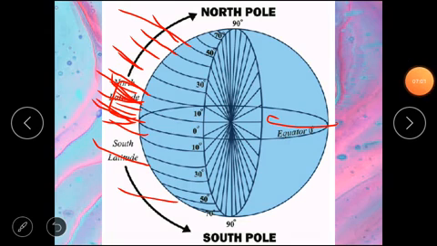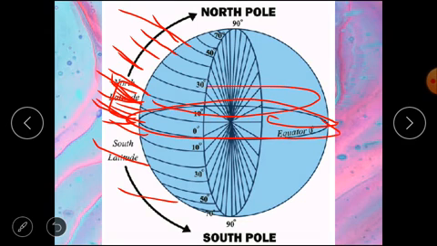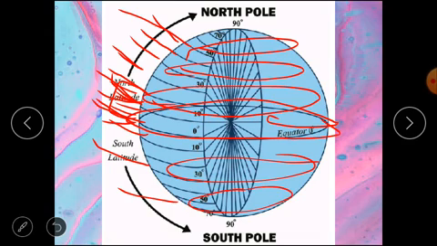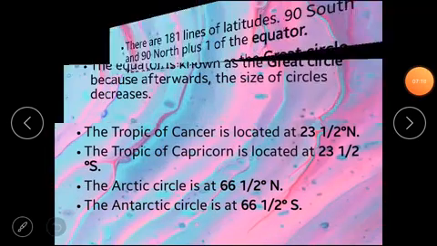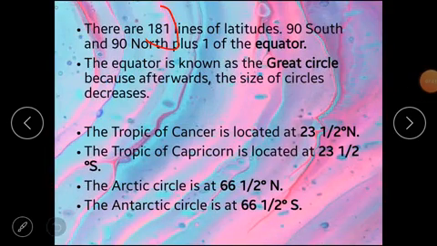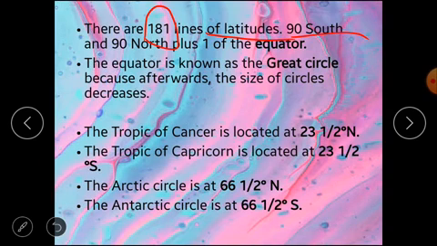Now the equator is known as the Great Circle. The Great Circle, the biggest circle, because afterwards the size of the circles start to decrease. Now there are a total of 181 lines of latitude. How many? 181. 90 latitudes in the southern hemisphere, 90 latitudes in the northern hemisphere, plus one of the equator, which makes it 181.